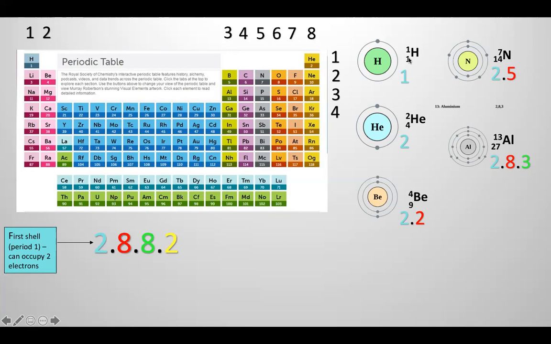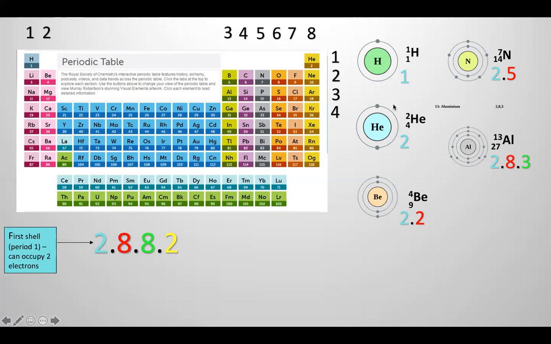So as you can see here, hydrogen, 1 electron. So you would place number 1 because there's only 1 electron occupying that first shell. So number 1, so it must be in period 1 because there's no more to it.